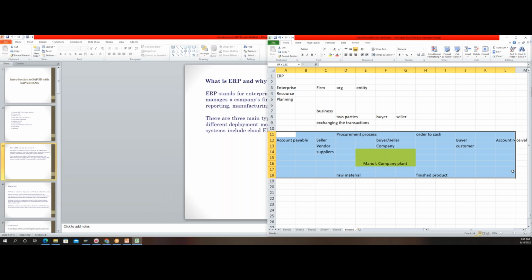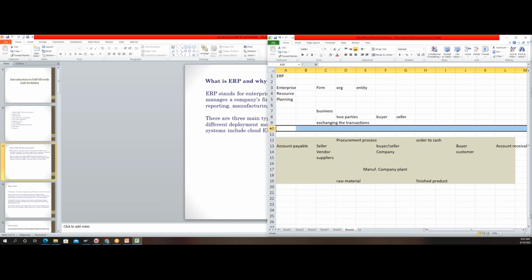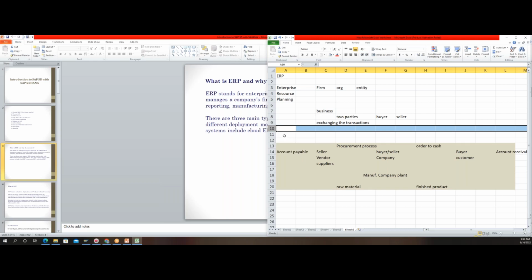So what is this entire thing called? This entire thing is considered a business process, or we call it a supply chain. Okay.